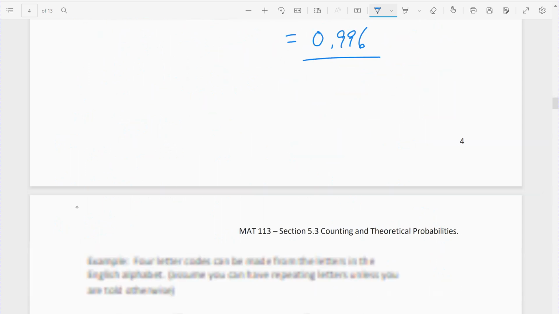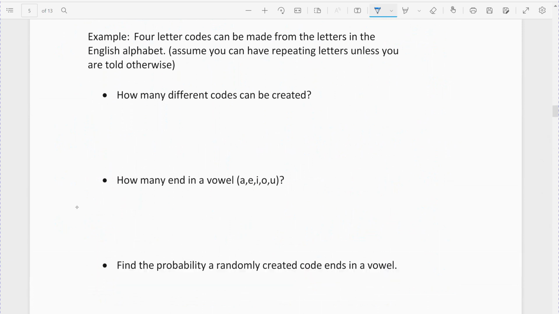Alright, I'm going to do the next example. So I'm going to do the first two examples in this set of notes. Alright, so we have a 4-letter code from the letters in the English alphabet. Assume that you can have repeating letters unless told otherwise. So again, unless you're told otherwise, assume you have repeating letters. How many different codes can be created? So codes, meaning, right, suppose you did a PIN number on your phone. You have a code on your phone. You have to type it in the correct order.